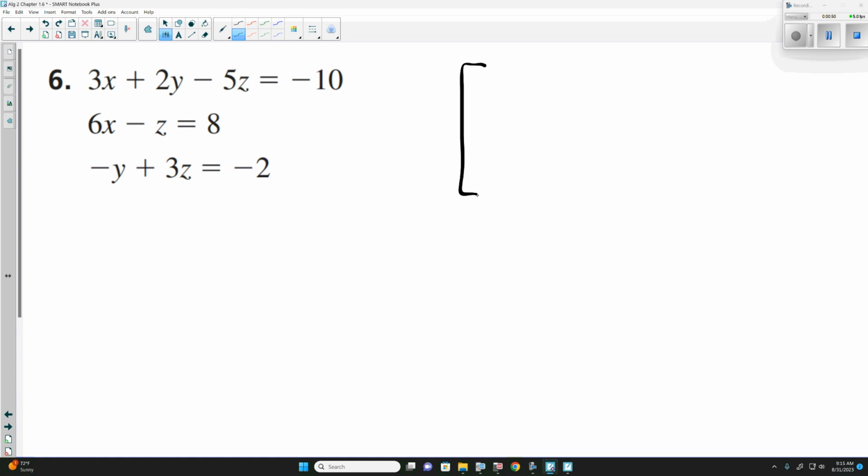And if we look at this here, all three equations are set up in the correct form. We have all three variables on the left-hand side, and they are in alphabetical order. And if we look at the first equation, the number in front of x is 3, the number in front of y is 2, the number in front of z is -5, and then we have -10 going across the top. Now, what would our next row be?